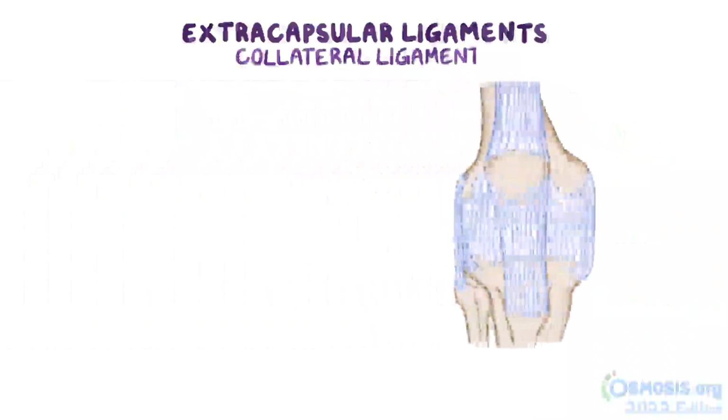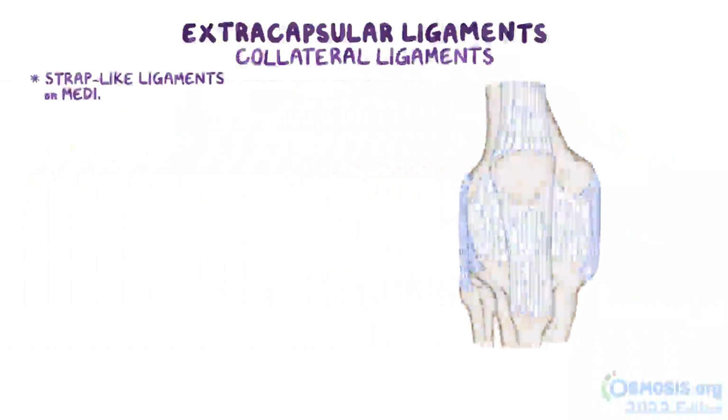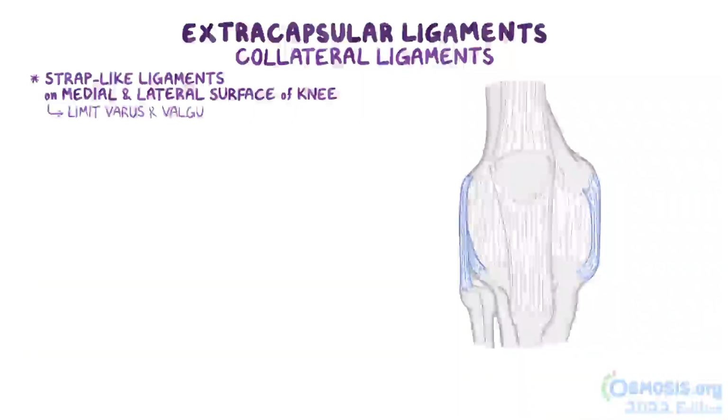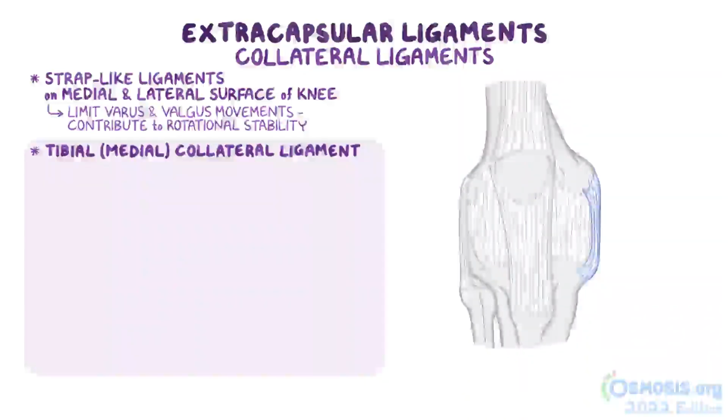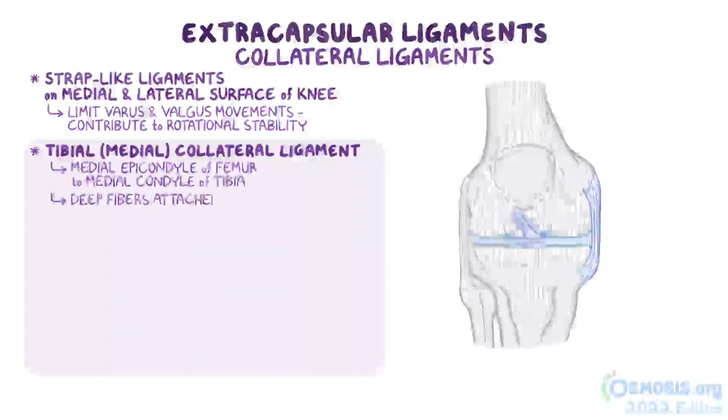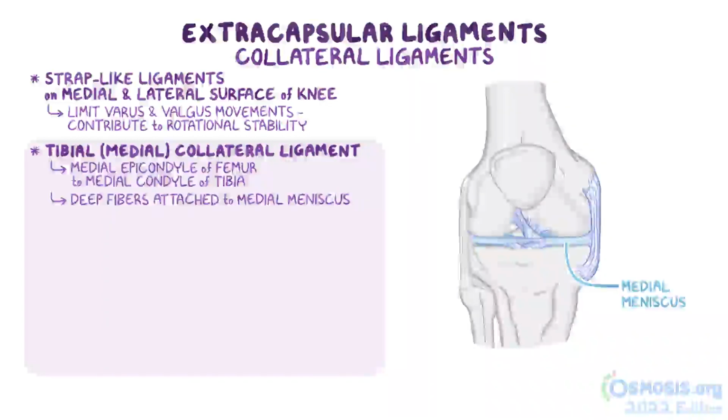The collateral ligaments are 2 strap-like ligaments on the medial and lateral surface of the knee, and they contribute to knee stability by limiting varus and valgus movements of the knee, while also contributing to rotational stability. The tibial collateral ligament is a flat band that extends from the medial epicondyle of the femur to the medial condyle of the tibia, with its deep fibers firmly attached to the medial meniscus at its midpoint.